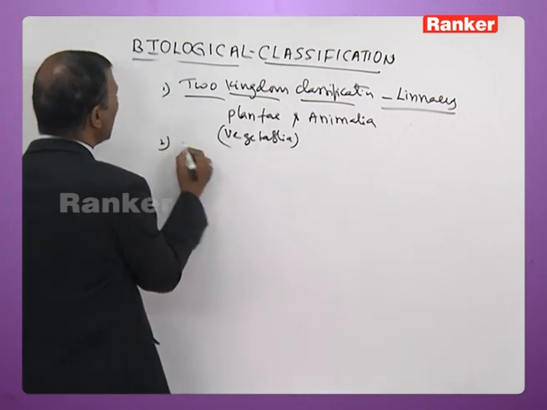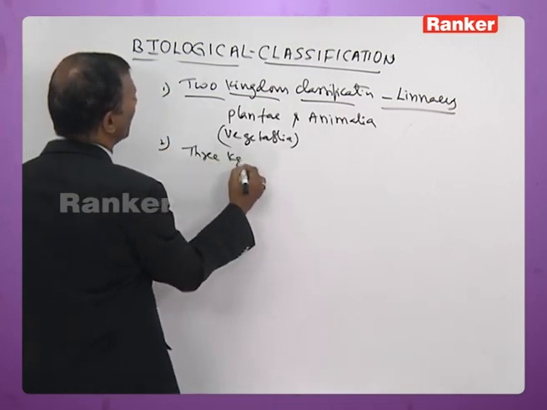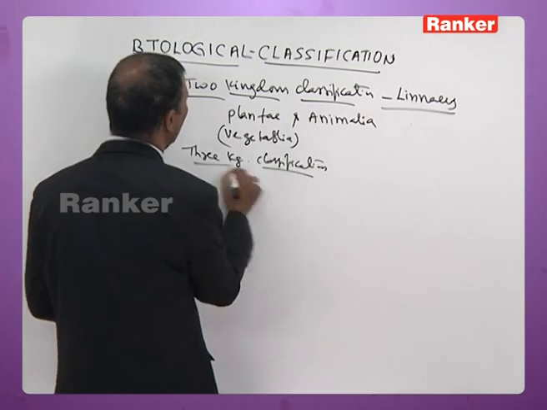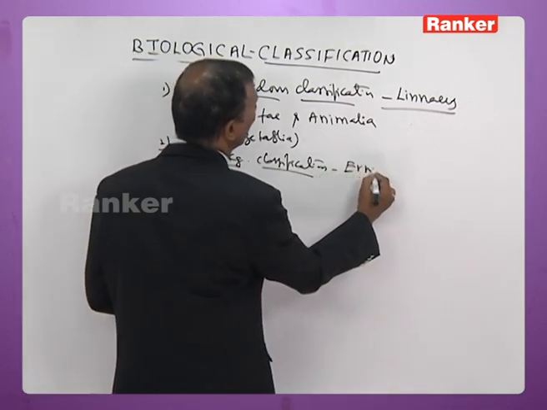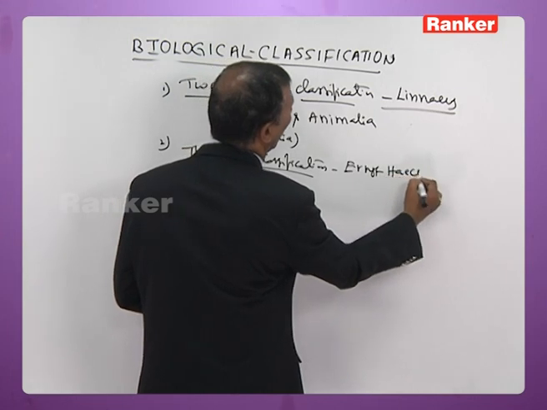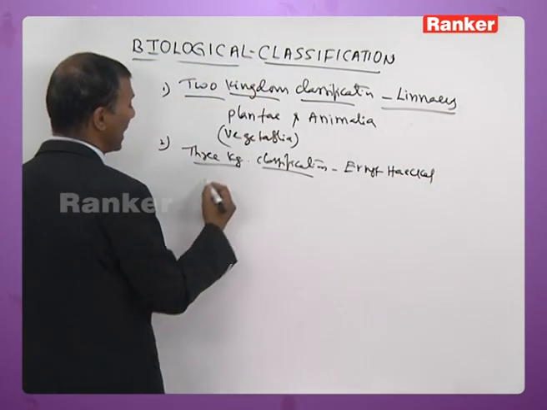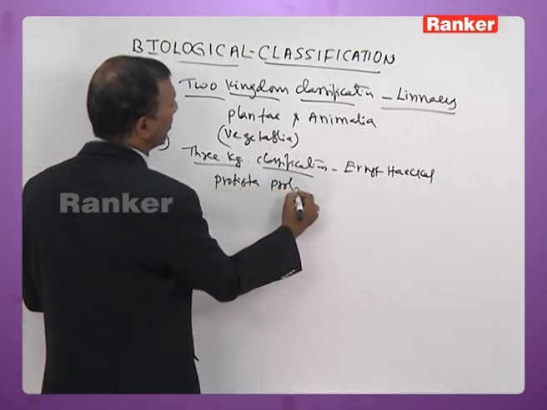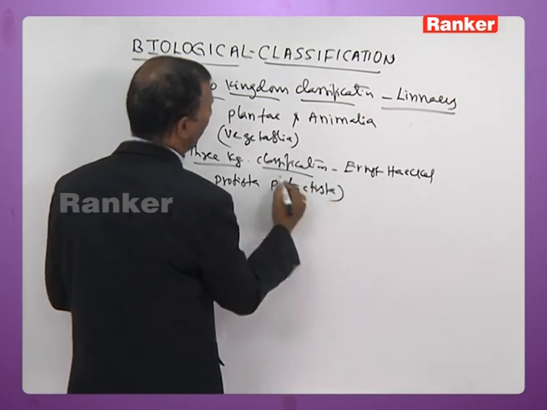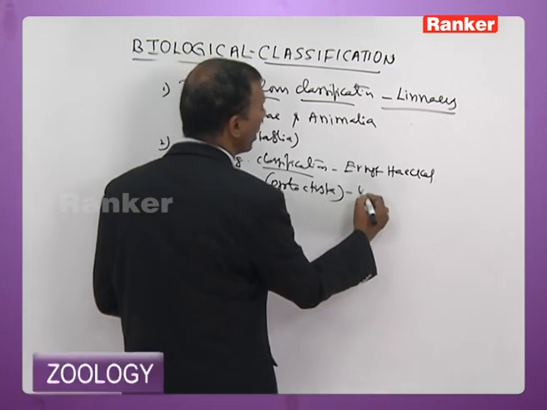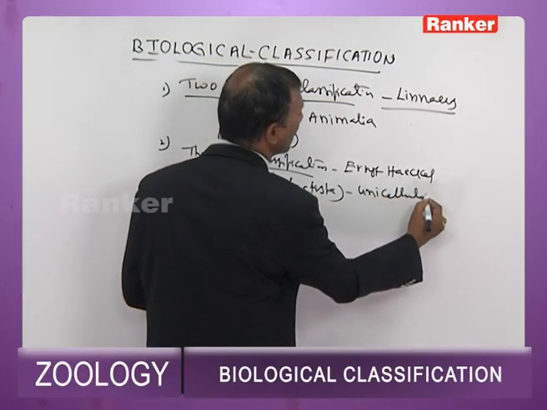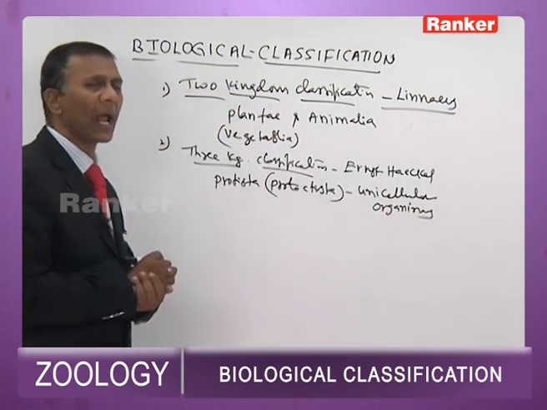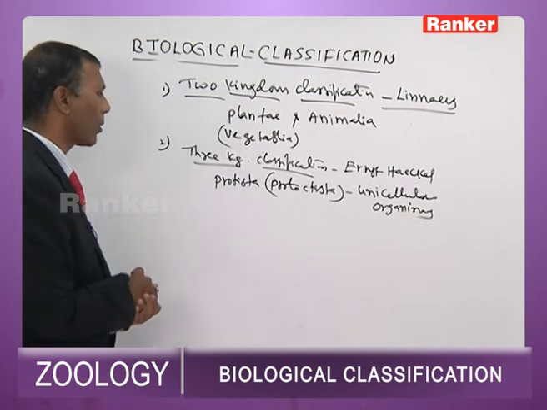Then later on, the three kingdom classification was put forth by Ernst Haeckel. Ernst Haeckel divided the organisms into Protista, which is also called Protoctista. He included all unicellular organisms under this, which is called Protista or Protoctista.